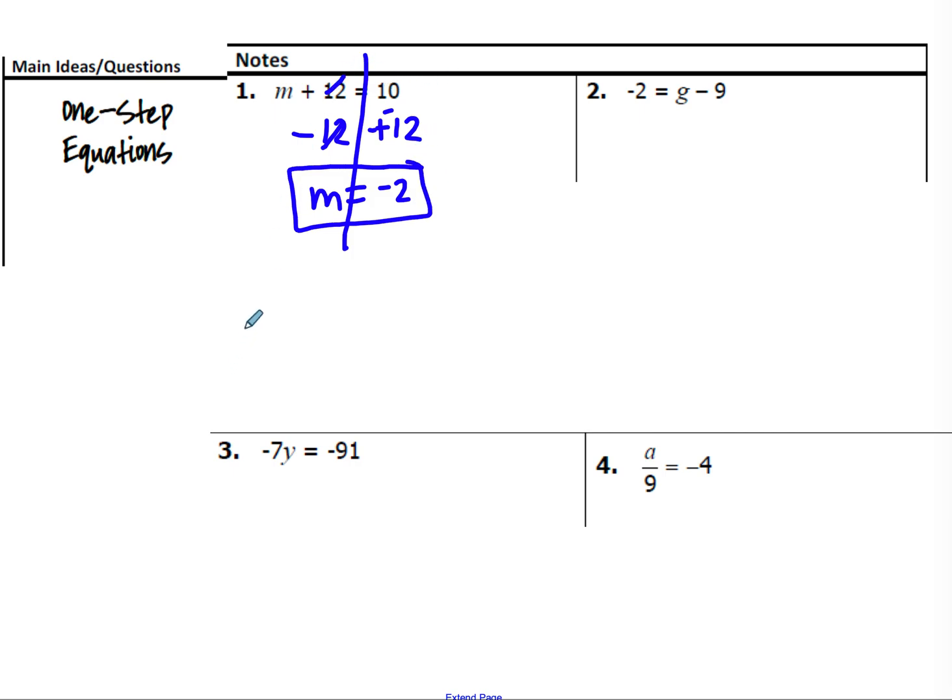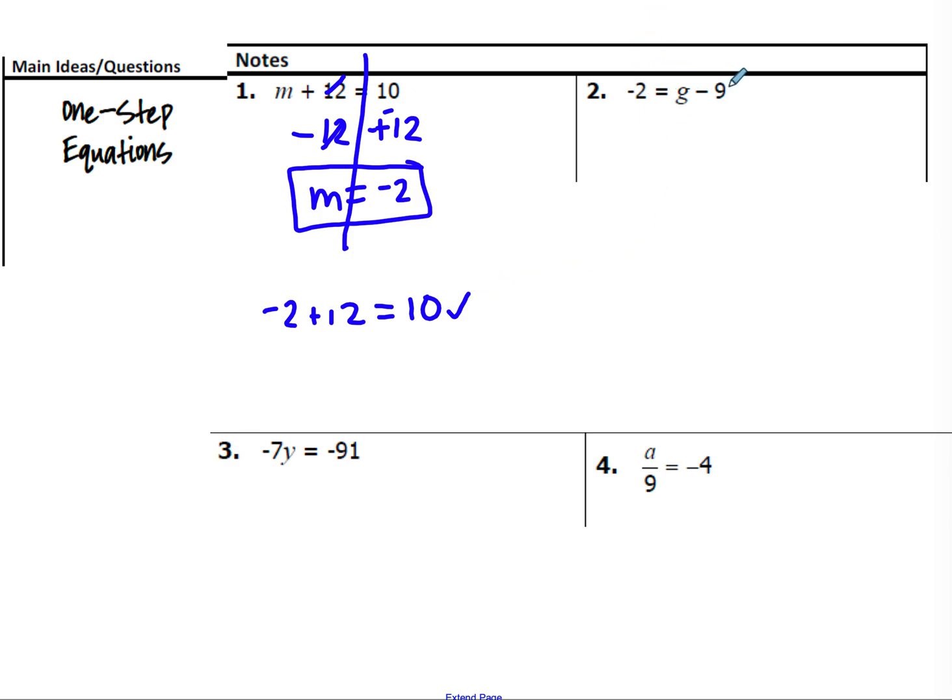Now the directions didn't say to check. I'm going to go ahead and write my checks because most of the time the directions will ask you to do a check of your work. Negative 2 plus positive 12 equals 10. Let's think about it. Different signs, find the difference. 12 minus 2 is 10. More positives, answer is positive. Yes, I've checked it.